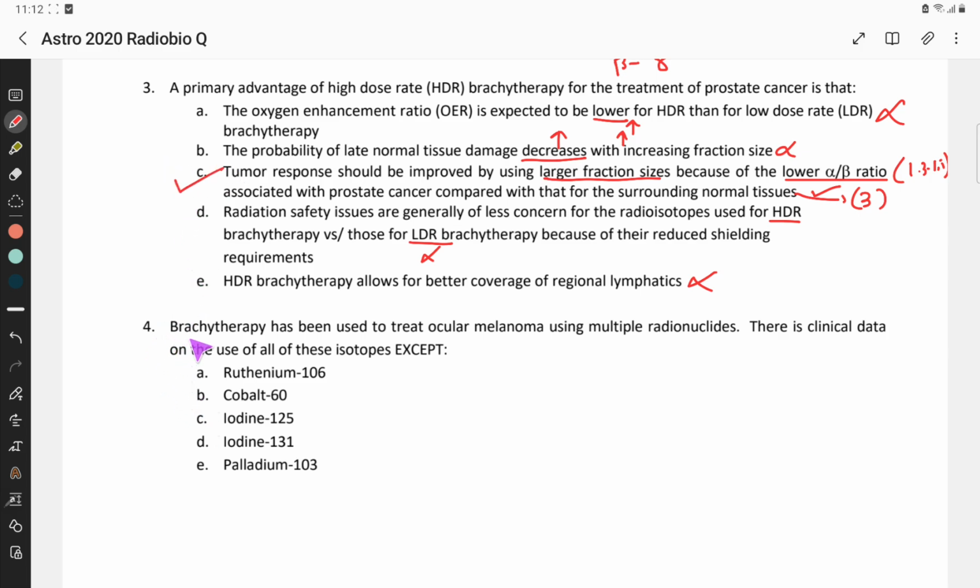Fourth question, brachytherapy has been used to treat ocular melanoma using multiple radionuclides. There is clinical data on the use of all of these isotopes except. So ruthenium is used, cobalt 60 is used, iodine 125 is used, palladium 103 is also used. So the answer over here is D, iodine 131 is used for thyroid, not ocular melanoma.